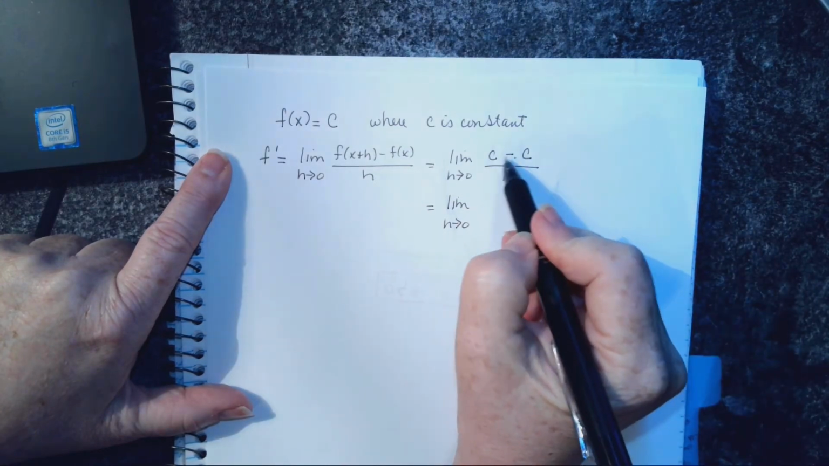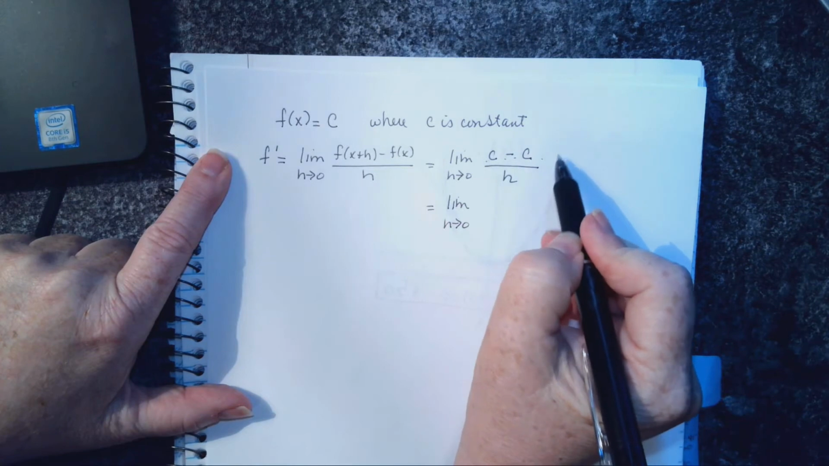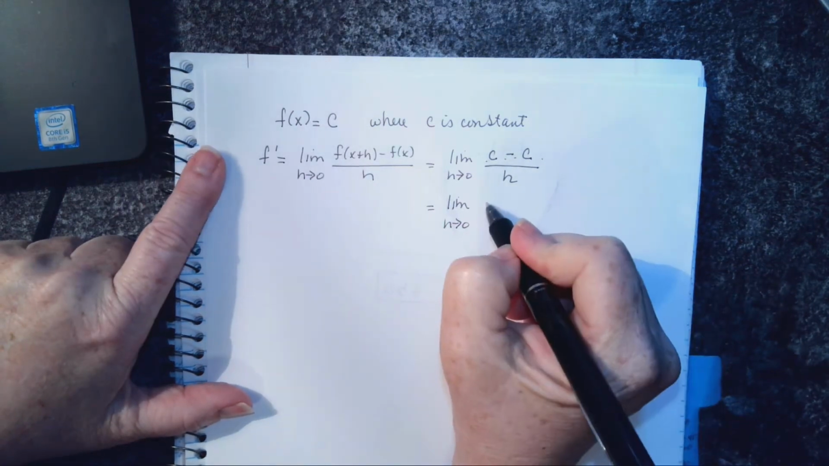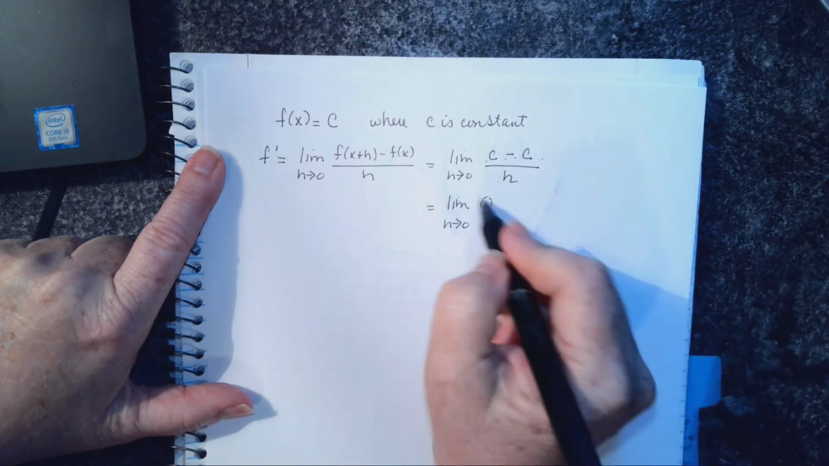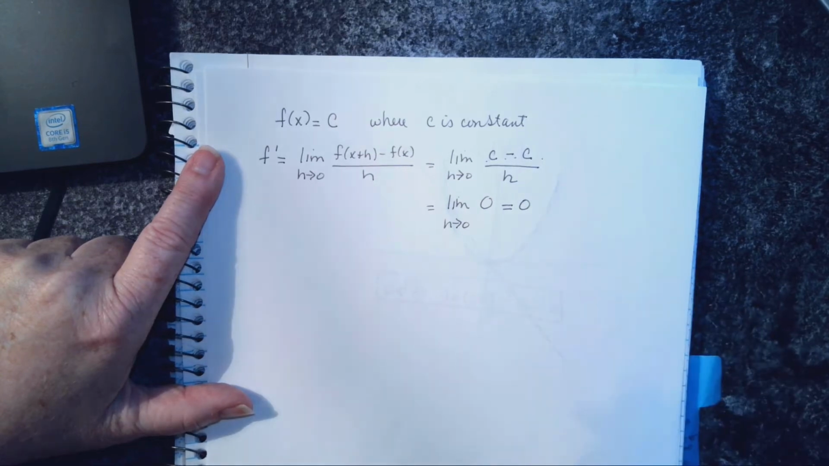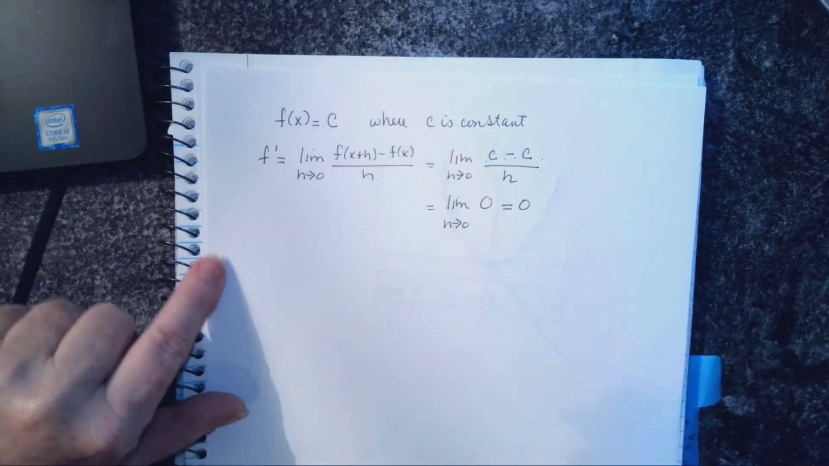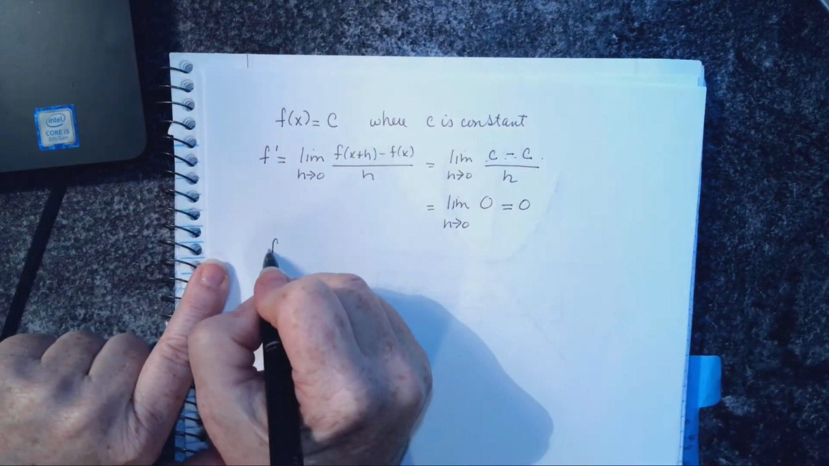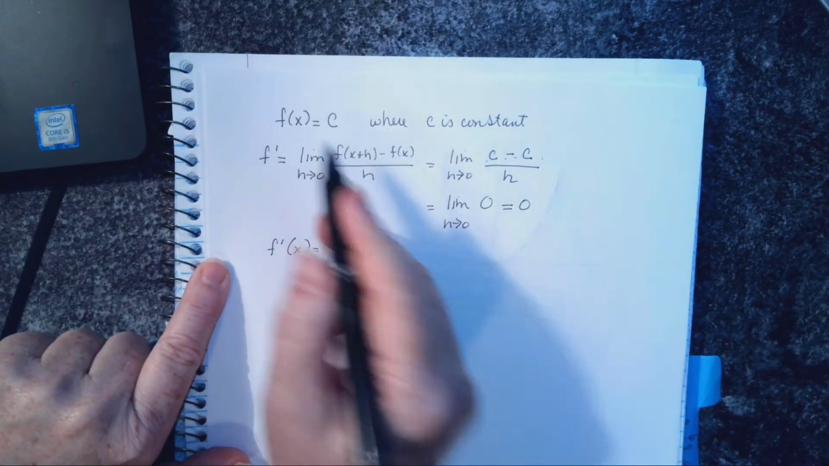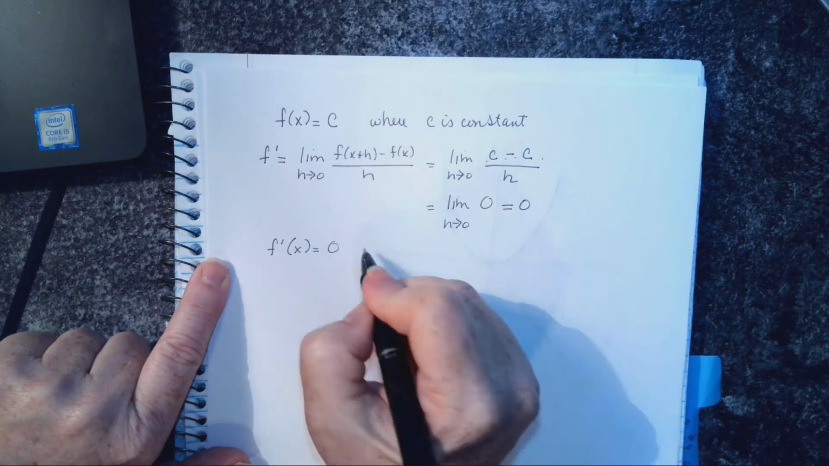So we get the limit as h approaches 0 of... In the numerator here, we've got c minus c, which is 0. 0 over anything that's not exactly 0 is 0. So we have the limit as h approaches 0 of 0, which is 0 itself. So the derivative of any constant function is 0.